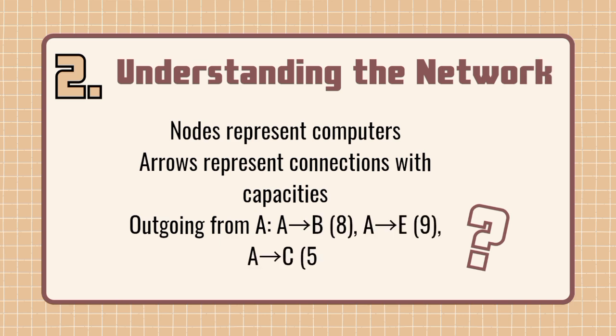Understanding the network. Each circle represents a computer node and every arrow represents a communication link with a capacity written in red. This capacity tells us the maximum amount of data that the link can carry. From computer A, there are 3 outgoing connections: A to B with capacity 8, A to E with capacity 9, A to C with capacity 5. And from there, data flows through the middle nodes and eventually reaches computer Z.